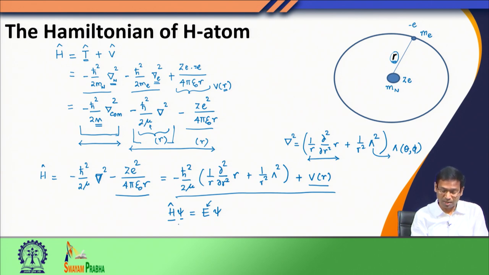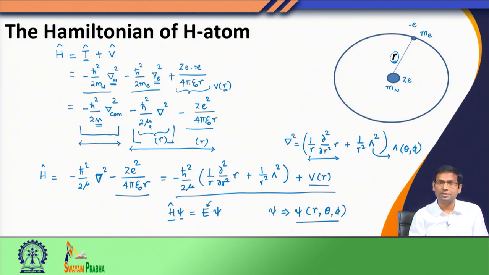When you look at this, on which coordinates will this wave function depend? This psi will depend on r, theta and phi. I can tell this because the operator has radial terms as well as the angular terms theta and phi. Therefore, this wave function will depend on all three coordinates here.